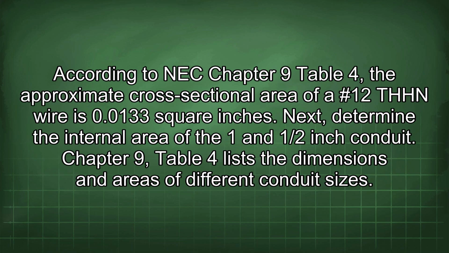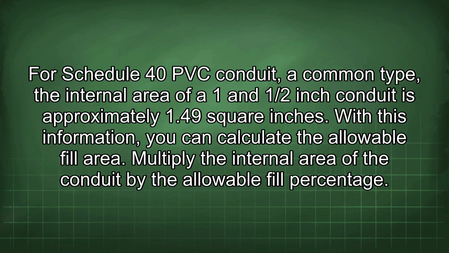According to NEC Chapter 9 Table 4, the approximate cross-sectional area of a #12 THHN wire is 0.133 square inches. Next, determine the internal area of the 1 and 1/2 inch conduit. Chapter 9 Table 4 lists the dimensions and areas of different conduit sizes. For Schedule 40 PVC conduit, a common type, the internal area of a 1 and 1/2 inch conduit is approximately 1.49 square inches. With this information, you can calculate the allowable fill area.